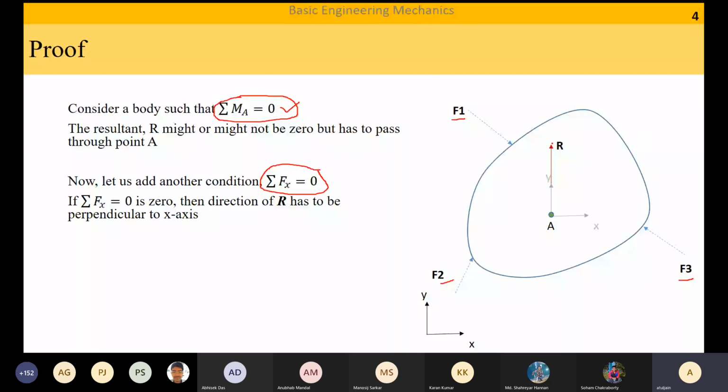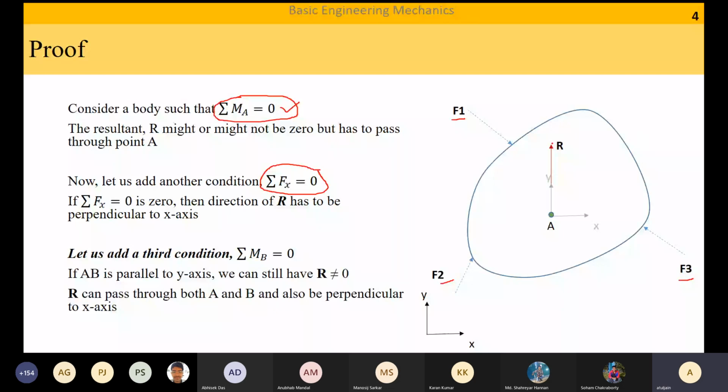Now let us add a third condition. Let us say that summation about point B is also 0. If the point B is lying on the y-axis, then we can have these three conditions being satisfied and the resultant still might or might not be 0 because the resultant could pass through points AB and also be perpendicular to the x-axis. So it has no x component. So these three conditions are satisfied, but my body might or might not be in the state of equilibrium.